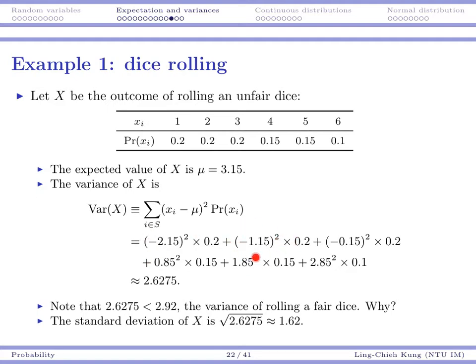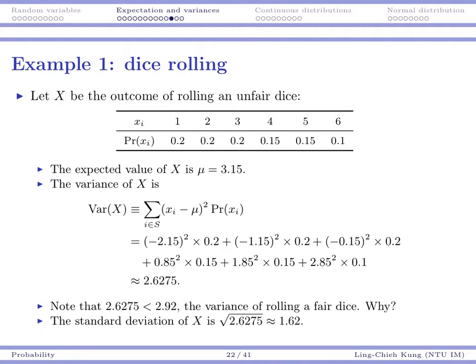After we square each value, we now need to use the different probabilities to do the weighted average. And after that, we get 2.63 as the variance of X.